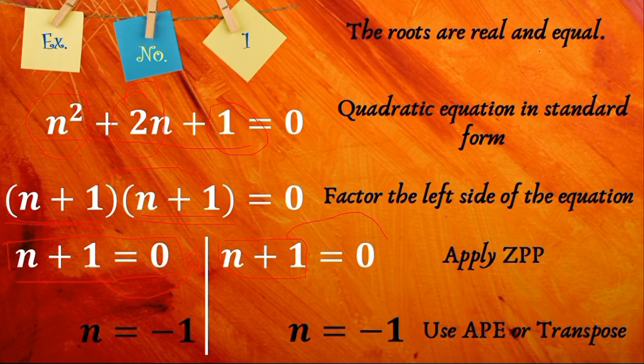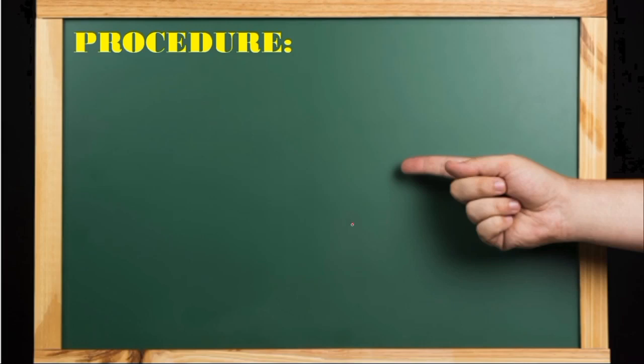We have two roots. Actually, it is considered as one root because along the number line, you can only see negative 1 appears one time. So the roots are real and equal. Let's have another example, but first, these are the procedures on how you can solve quadratic equations by factoring.